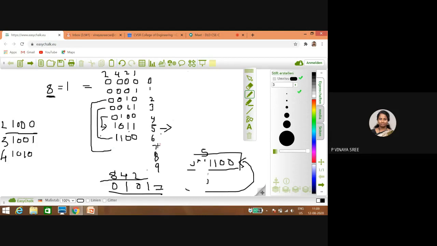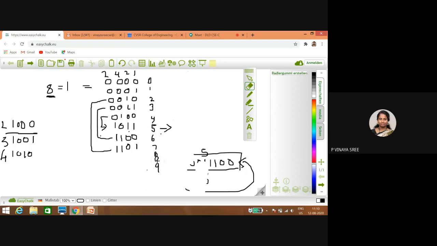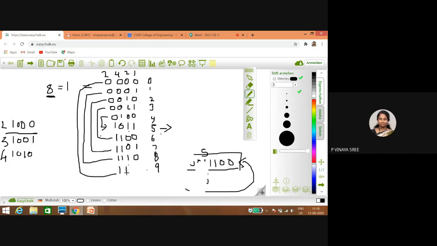Next, you try to take 2. Why? Because nines complement of 7 is 2. So simply you have to do ones complement of that. So what you will get? 1101. Next is nines complement of 8, which is 1. So what do you have to write here? You simply see this: 1110. Next, if you check this, what you will get? 1111. Okay, so this we will call as self complementing code.